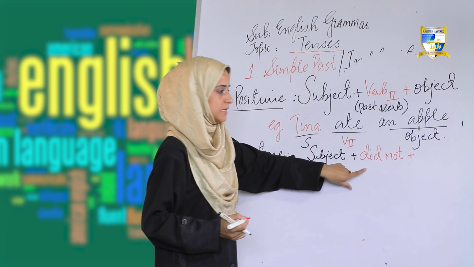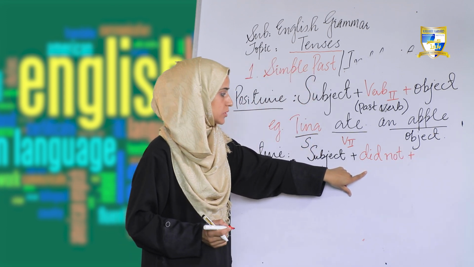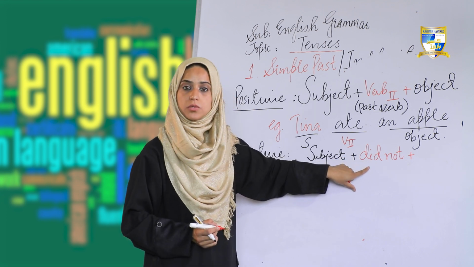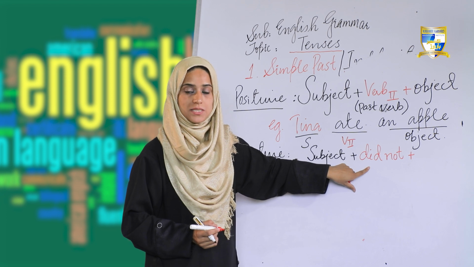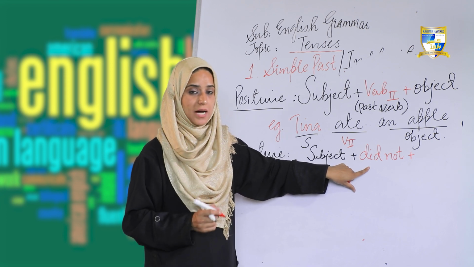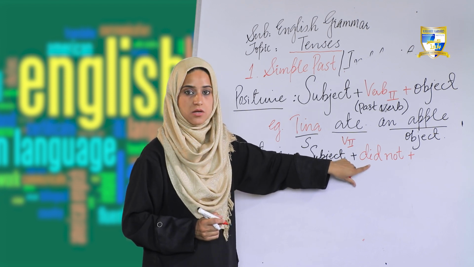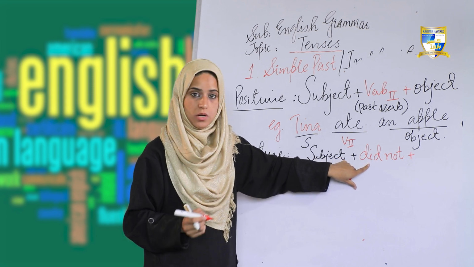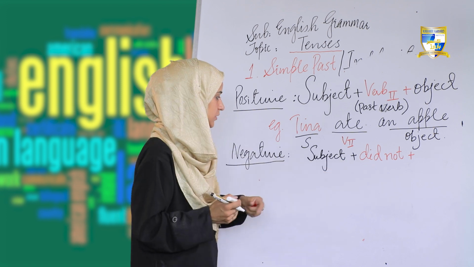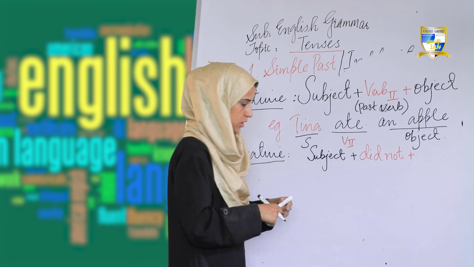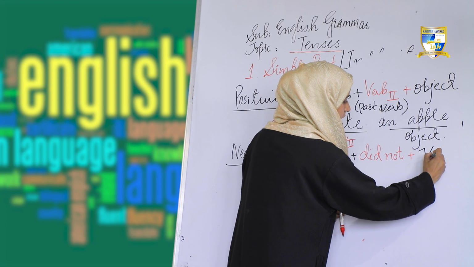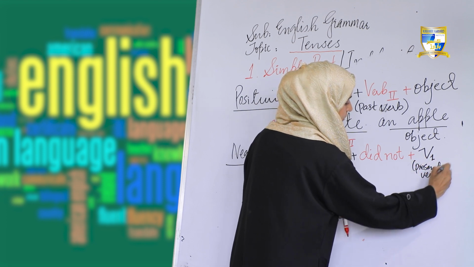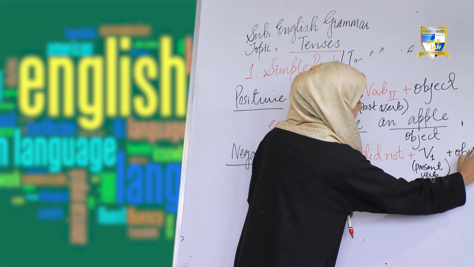Then dear students, you have to remember one important point: whenever we use this auxiliary did, we do not use the past verb. Though the tense is past, when you are using this auxiliary verb did, we do not use the past form of the verb, we use the present form. So subject plus did not plus V1, present form of the verb, and then object.